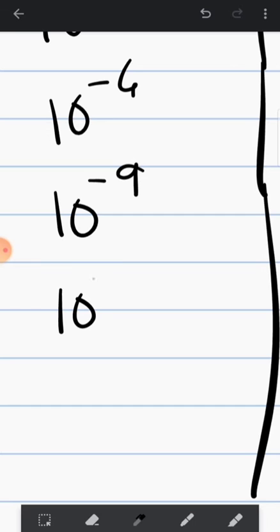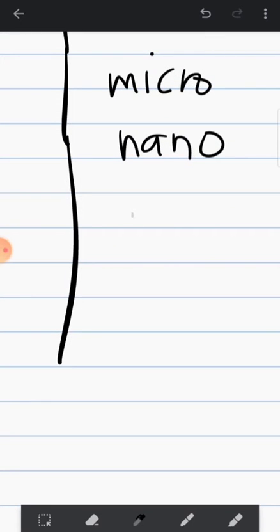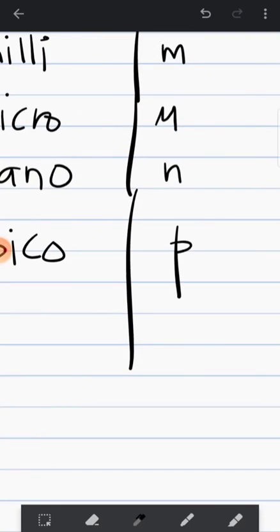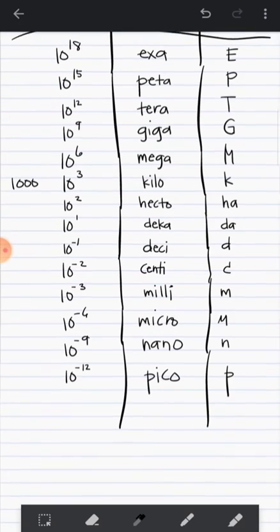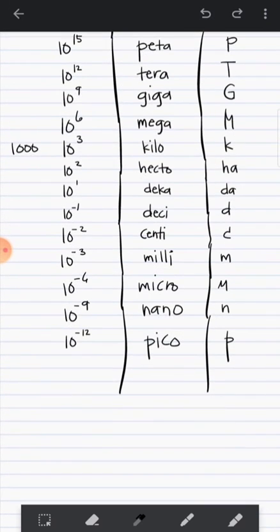And then 10 to the negative 12 is what they call pico. Pico has the small letter p as its symbol, and it is the opposite of 10 to the 12, which is tera. So tera is the opposite of pico. Pico is the opposite of tera.